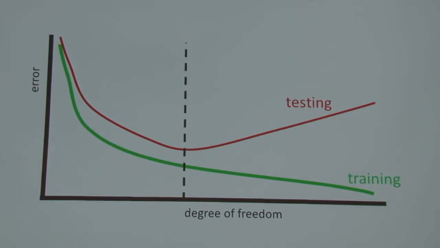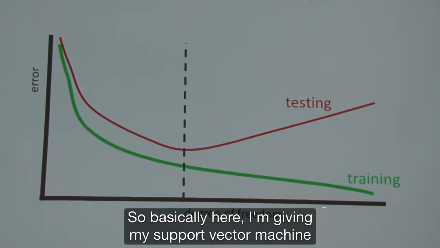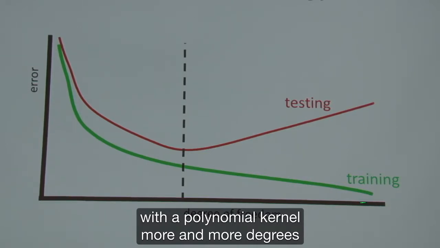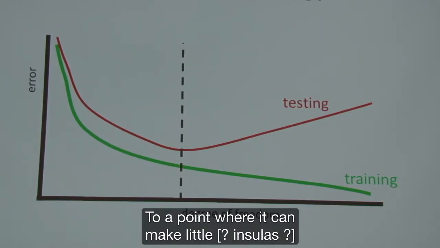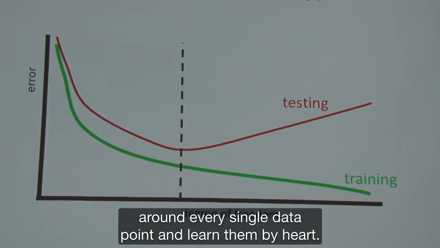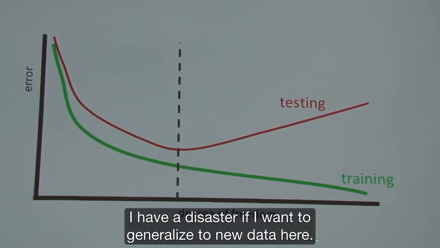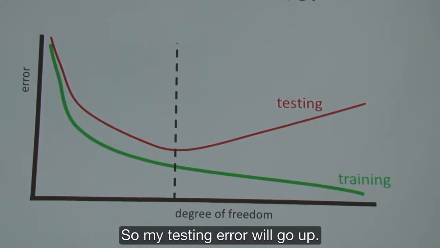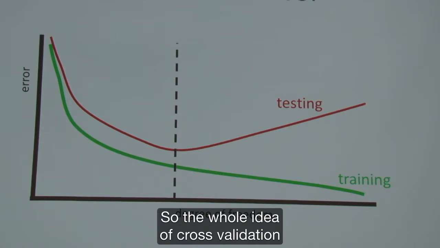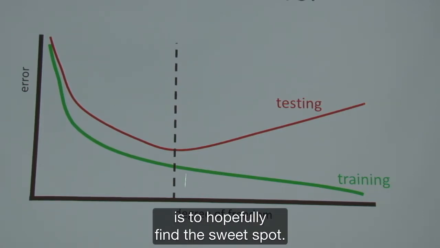Here I'm giving my support vector machine with a polynomial kernel more and more degrees of freedom, higher and higher polynomials, to a point where it can make little islands around every single data point and learn them by heart. So I have very low training error, but a disaster if I want to generalize to new data. So my testing error will go up. The whole idea of cross-validation is to hopefully find the sweet spot.